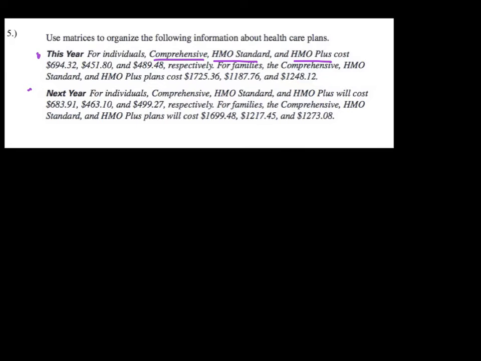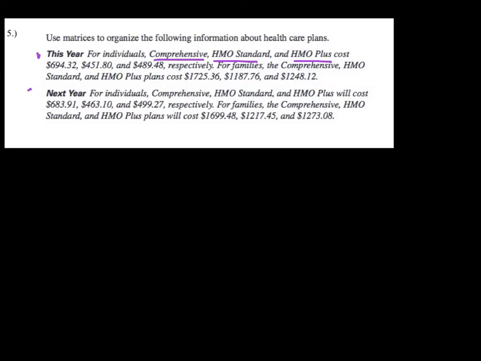So what's going to happen? It doesn't really matter if you do the rows as the plans and the columns as individual and family, or vice versa. But whichever way you keep the first matrix, if you want to be able to operate with them, you have to keep the same layout for your second matrix.